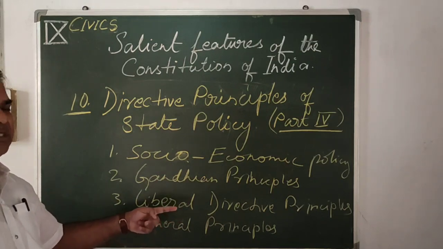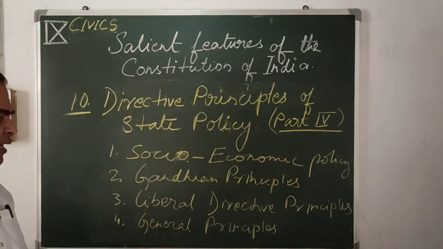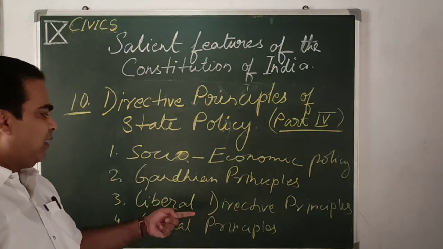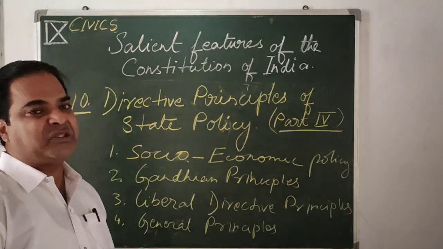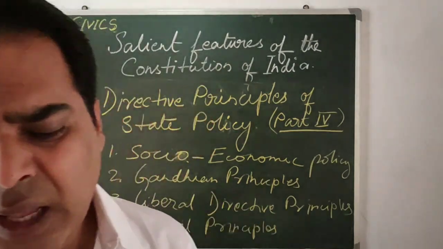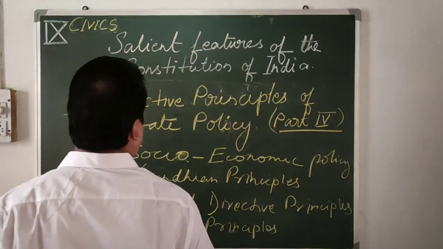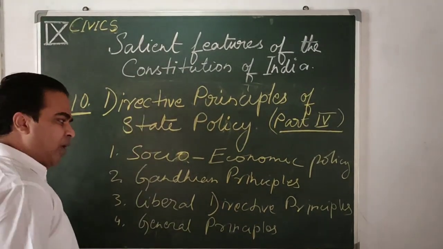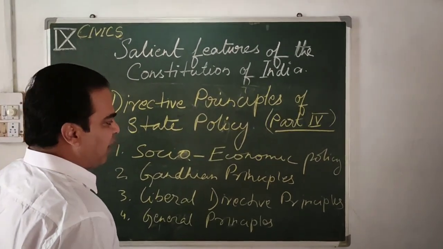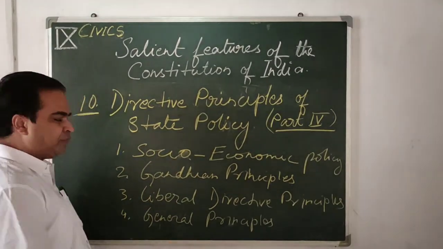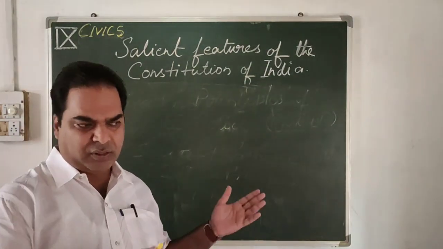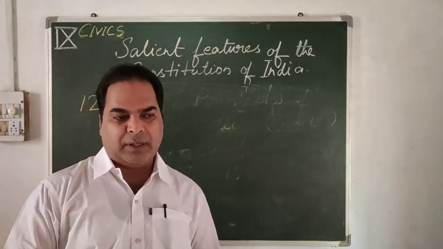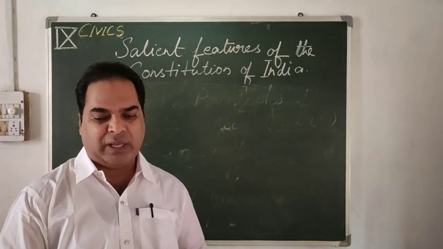The principles of Gandhiji are also mentioned in the directive principles. Then we have liberal directive principles. Then the last one we have is general principles. So all these are there in our directive principles. So this is also one of the most important features of our constitution. The next one is point number 12, directive principles. I am discussing all these, but whatever is given in the syllabus, that we have to do.